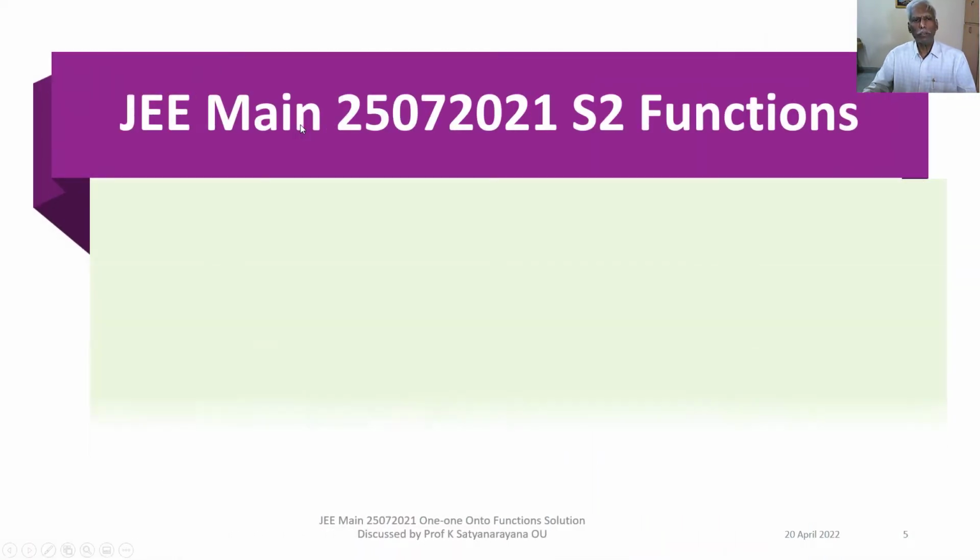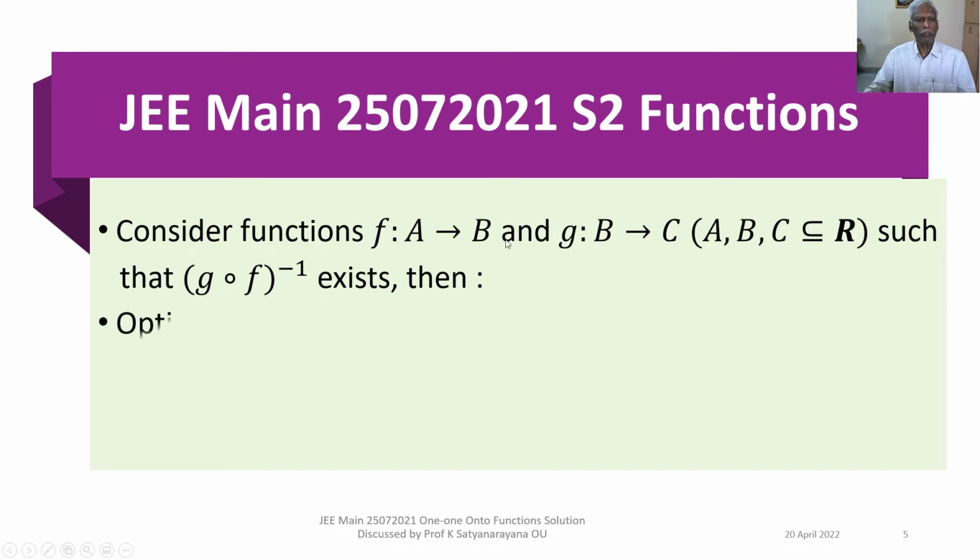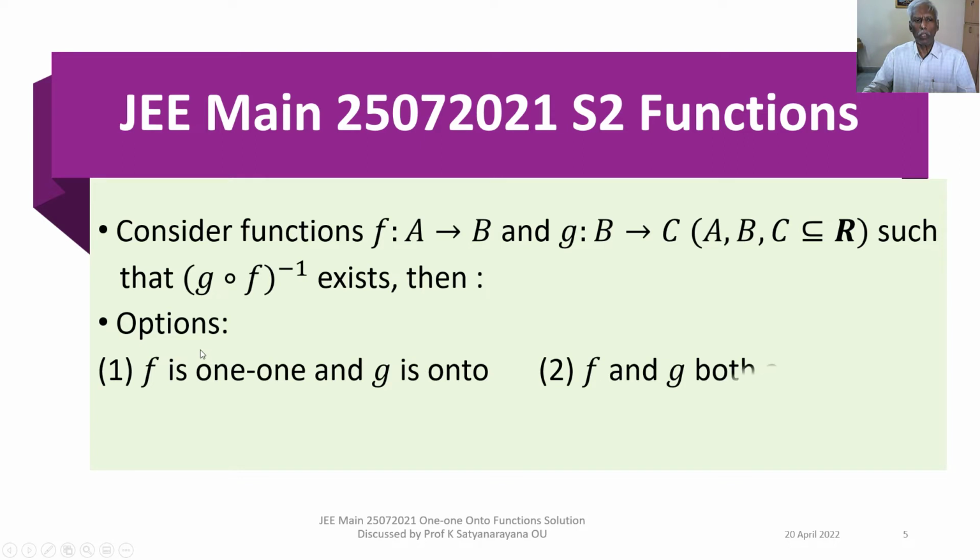The problem is: consider the functions f from the set A to set B and g, a function from set B to set C, where A, B, C are subsets of the set of real numbers, such that (g∘f)^(-1) exists. Then the four options are given to us.